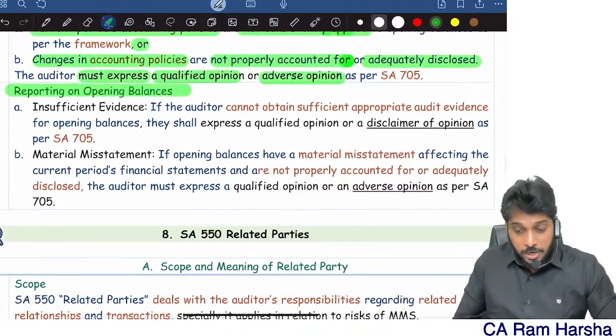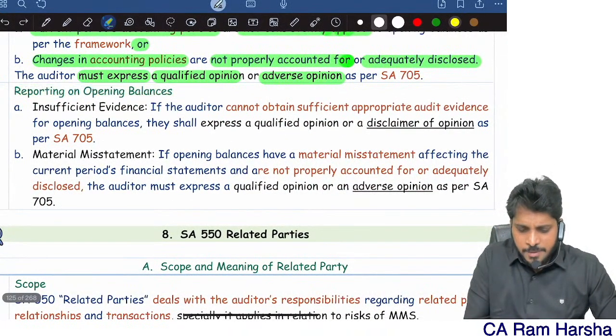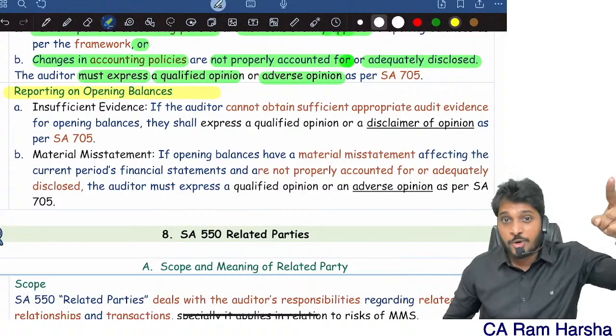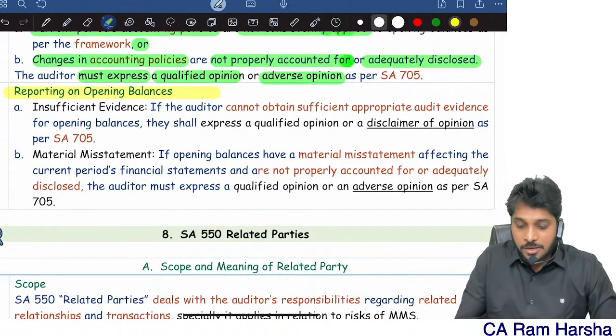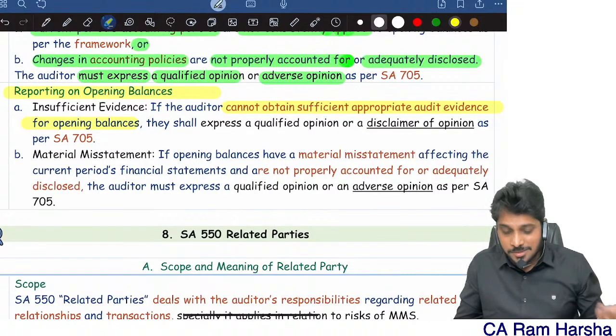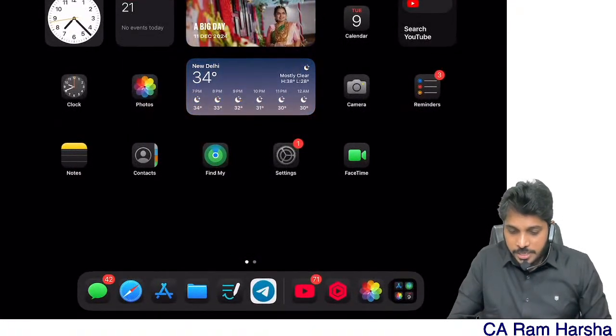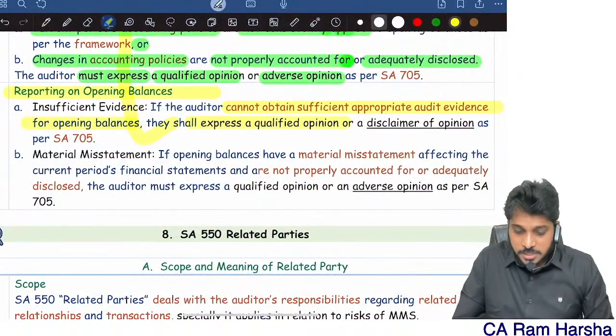Sometimes, reporting on opening balance. Directly, first let me talk about reporting on opening balance, then I will talk about the audit process. Reporting on opening balance: if you are unable to obtain evidence regarding opening balance, the auditor will express a qualified opinion or disclaimer of opinion.